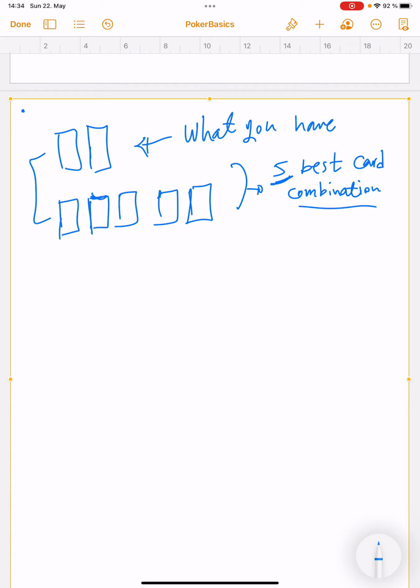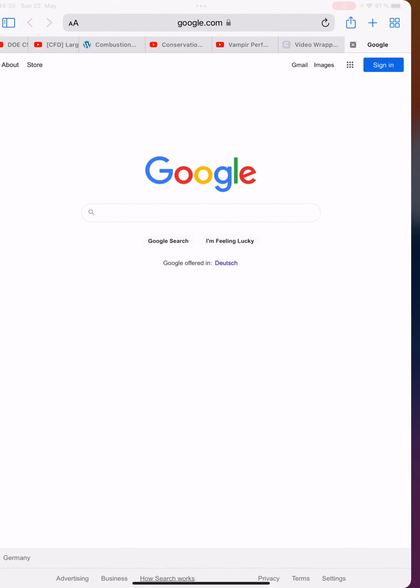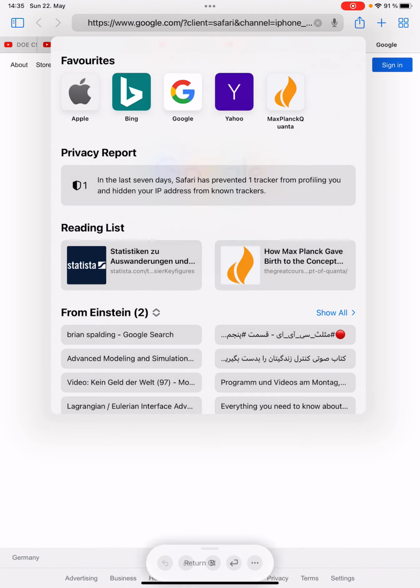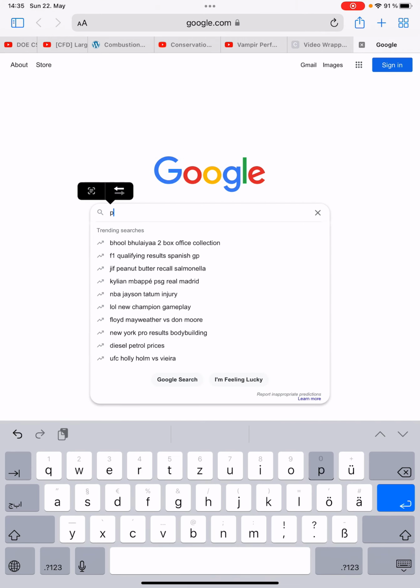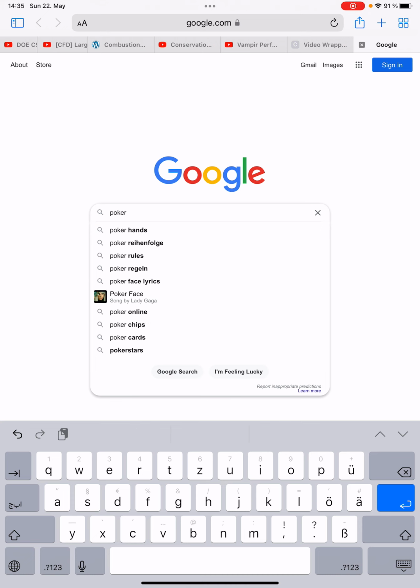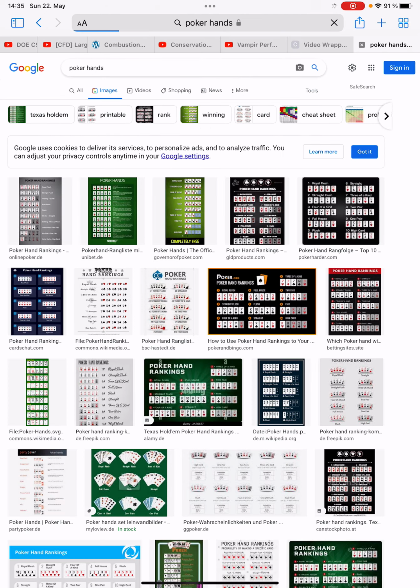What does it mean, the best combination? There are some poker hands. So you can search it also with poker hands. And let me in fact search it right now. Oh, this is Google. Poker hands. The term is searched so much that it is available in the results already.